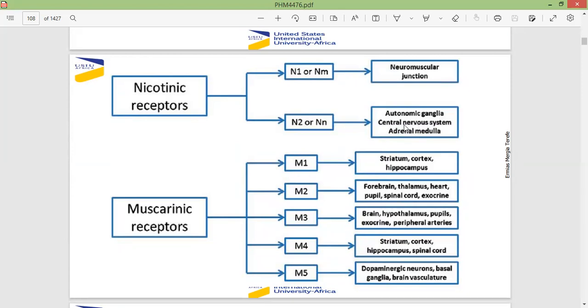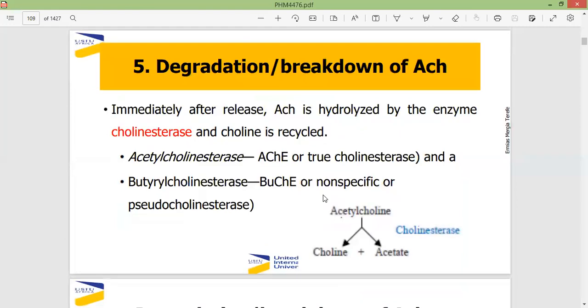Then muscarinic receptors, M1 all the way to M5. We know the muscarinic receptors, the M2, are the ones found in the heart, right? And they work to inhibit those.